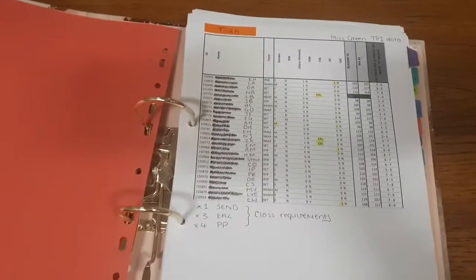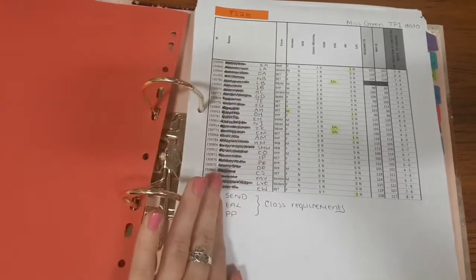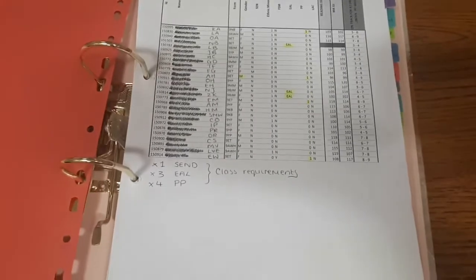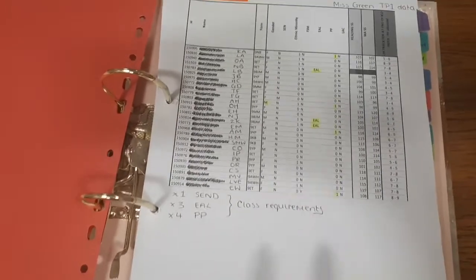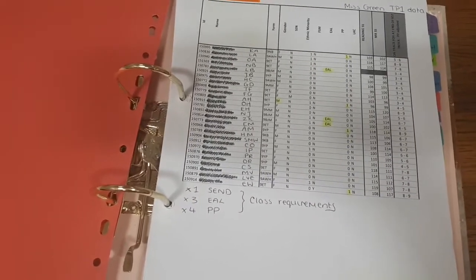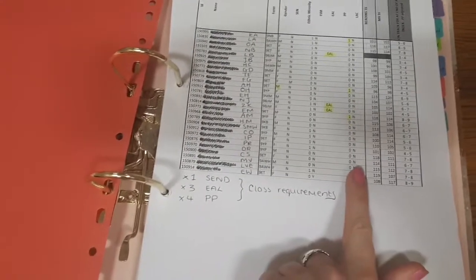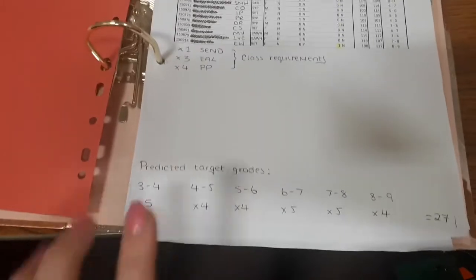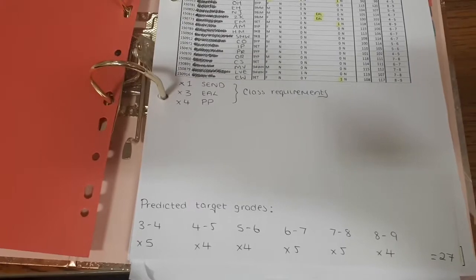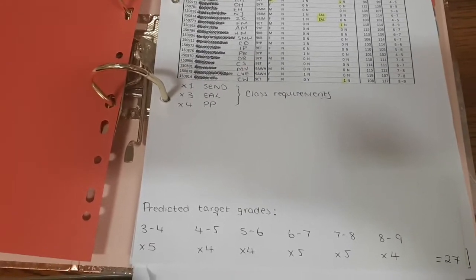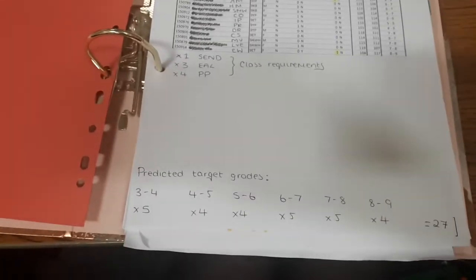The first section I have here is the data section, so you hide all of the names in order to make it confidential, so just initials, and then you basically have information about each of the pupils. So EAL if they've got language barriers, so if it's a second language English, if they're pupil premium there as well, and class requirements. So I have 1 SEND student, special educational needs and disability student in my class, 3 EAL and 4 pupil premium.